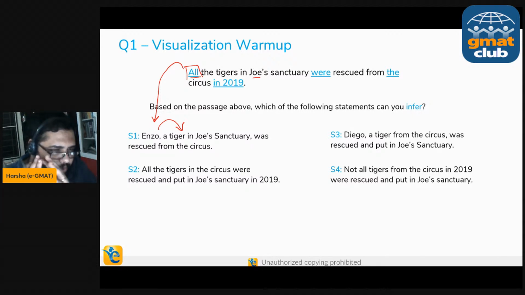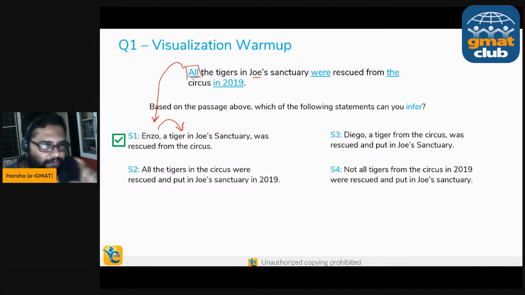For those of you who went wrong here and told me that, hey, statement 1 is not a valid inference, can you still tell me why? I would like to understand that. Because what was that element that you missed? Because there were quite a few of you who missed this. Right?